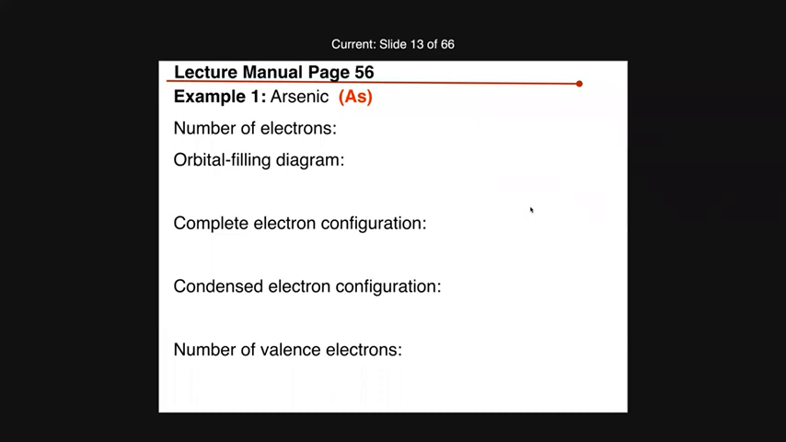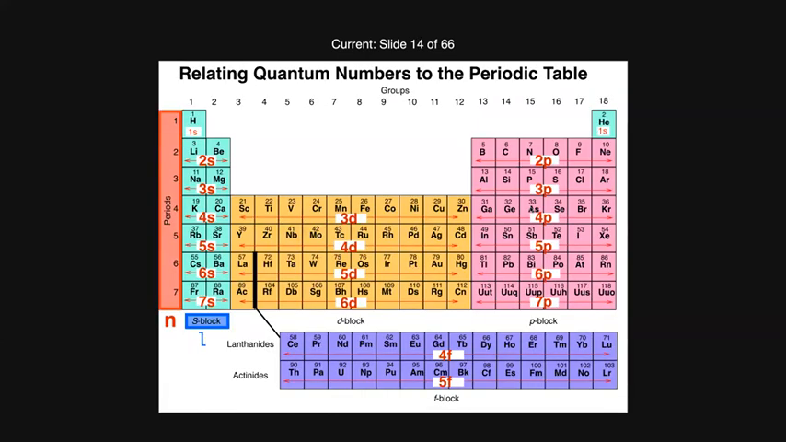The next thing that we need to look at is the number of electrons. If you go back to the number of electrons, you will see that the number of electrons and the number of protons are the same for a neutral element.